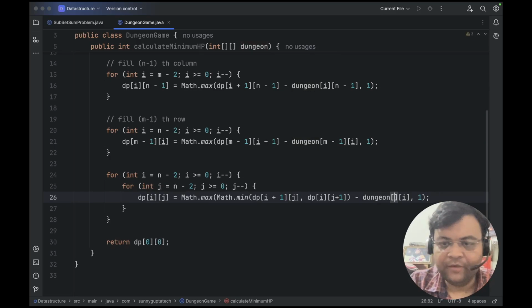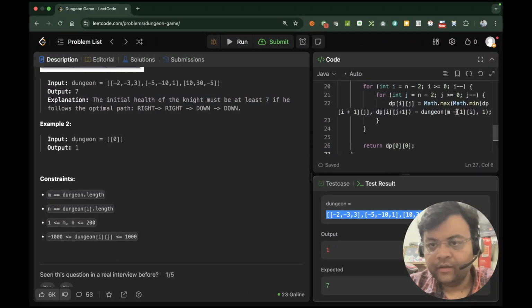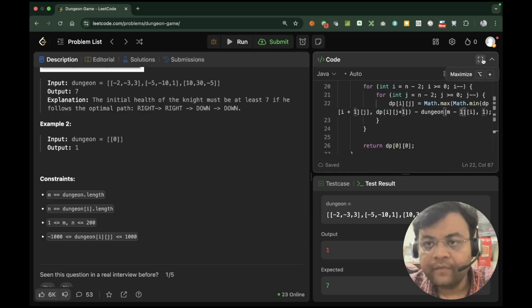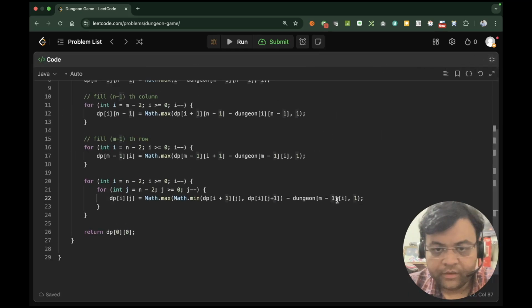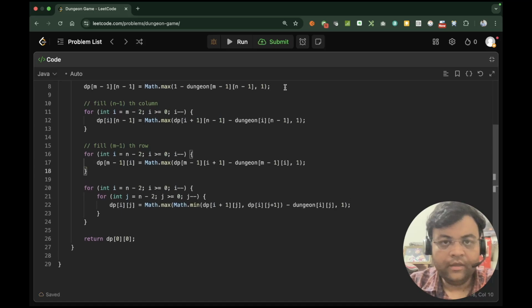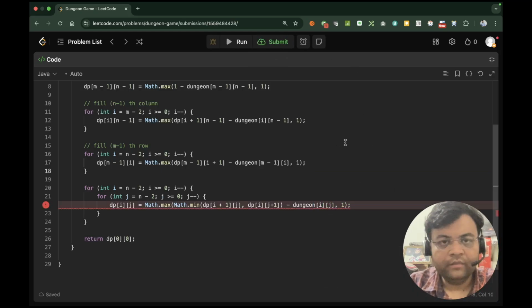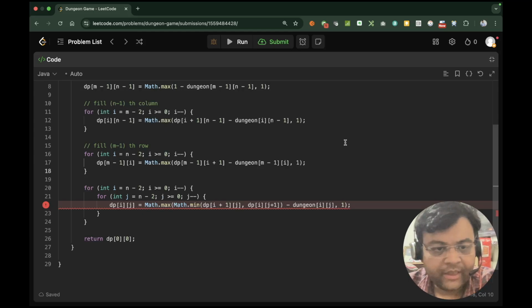Oh, that's the problem. It should be ij. Sorry, yeah. It should be ij. This should be i and j, right? Yeah. Accepted. Submit. Oh, array out of bound, it is saying. What is an array out of bound?